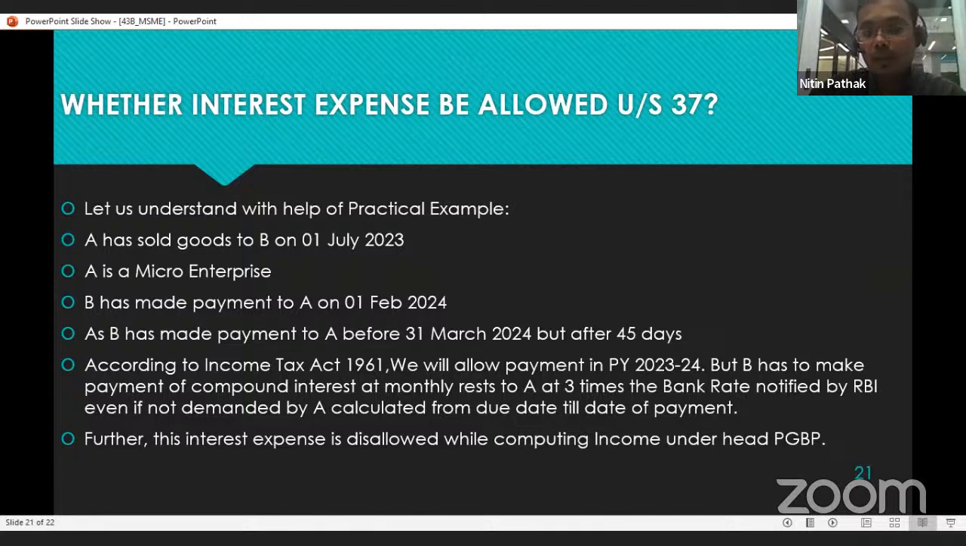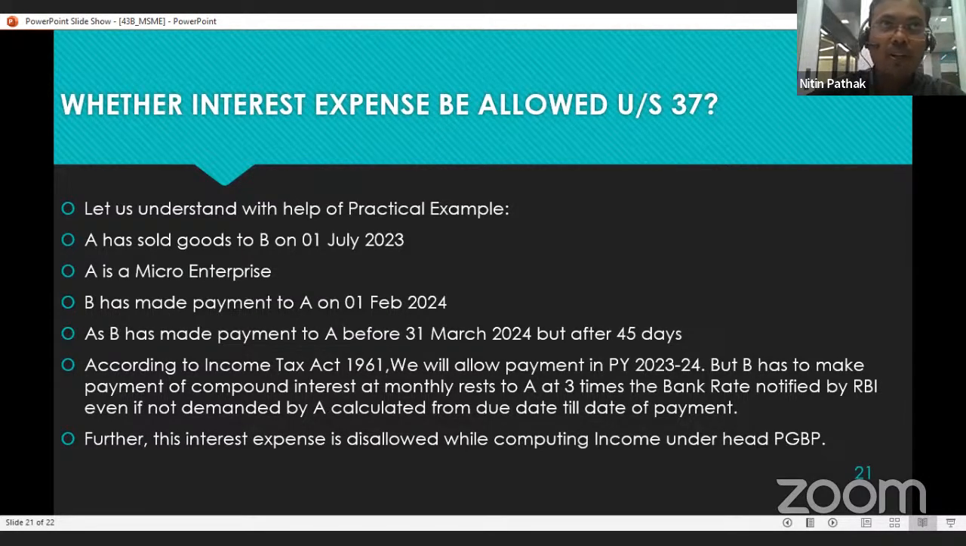Now, this example shows that if A sold the goods to B, and A is registered under the micro enterprise category, B has to make the payment within the time limit. If the payment is made beyond the time limit as specified by the MSME Act, they need to pay interest. If interest is paid at three times the rate notified by the RBI, this interest expense is not an allowable expenditure under the Income Tax Act, under the head of PGBP.